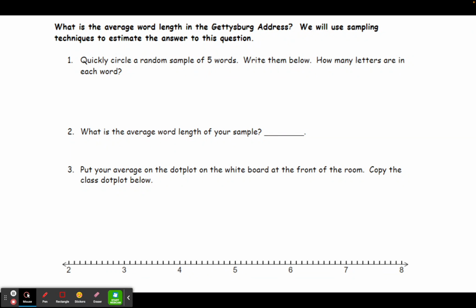The first thing we're going to do is quickly circle a random sample of 5 words, and you're going to pick those 5 words. So maybe look through the copy of the Gettysburg Address that's in your note packet and pick out 5 words that you think represent the average or typical word in the Gettysburg Address.